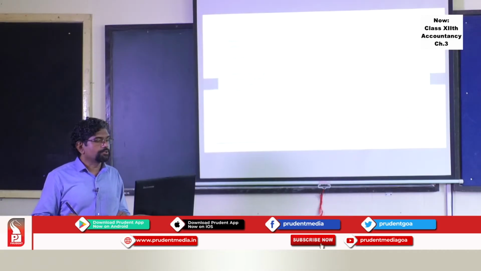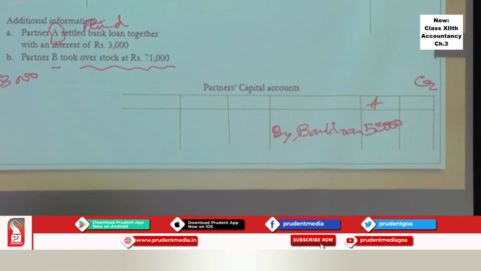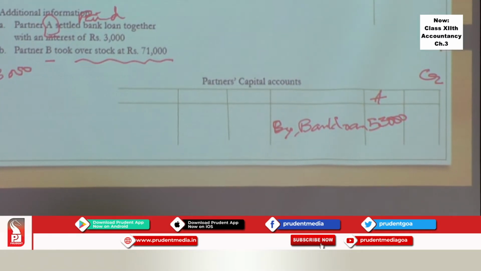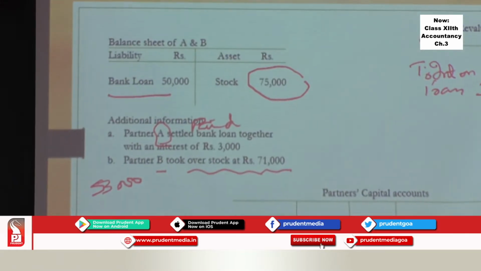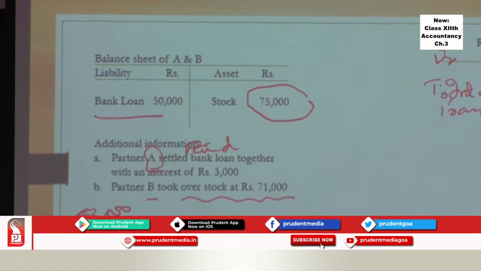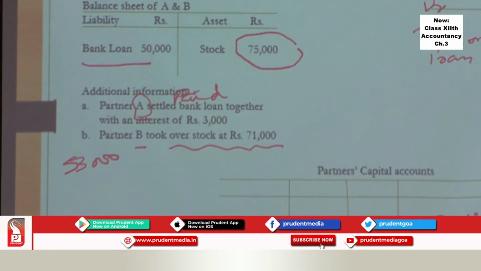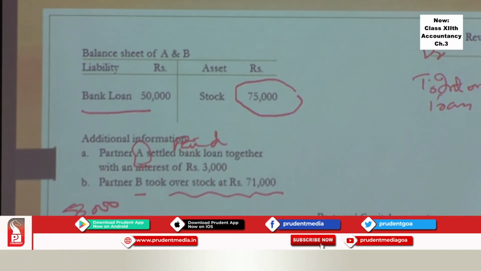Partner B took over stock at rupees 71,000. What was the value of the stock? Stock was 75,000. Now the partner is taking it at 71,000. Is the value increasing or decreasing? The 75,000 stock has now become 71,000. That means there is a decrease in the value of stock.